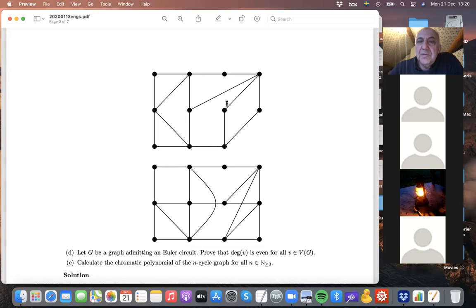So 1, 2, 3, 4, 1, 2, 3, 4, 5, 6. Go here, for example, 7, 8, 9, 10, 11, 12, 13, 14, 15, 16, and back to here. So we started here and ended up here, using all edges once: 1, 2, 3, 4, 5, 6, 7, 8, 9, 10, 11, 12, 13, 14, 15, 16. This is one of the examples. There are usually many Eulerian trails.